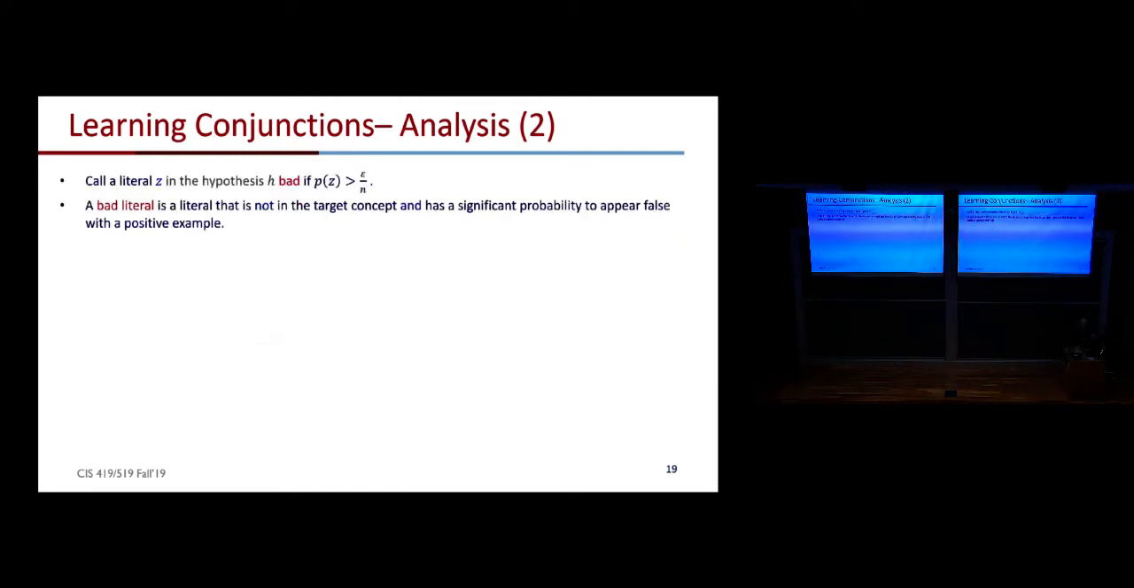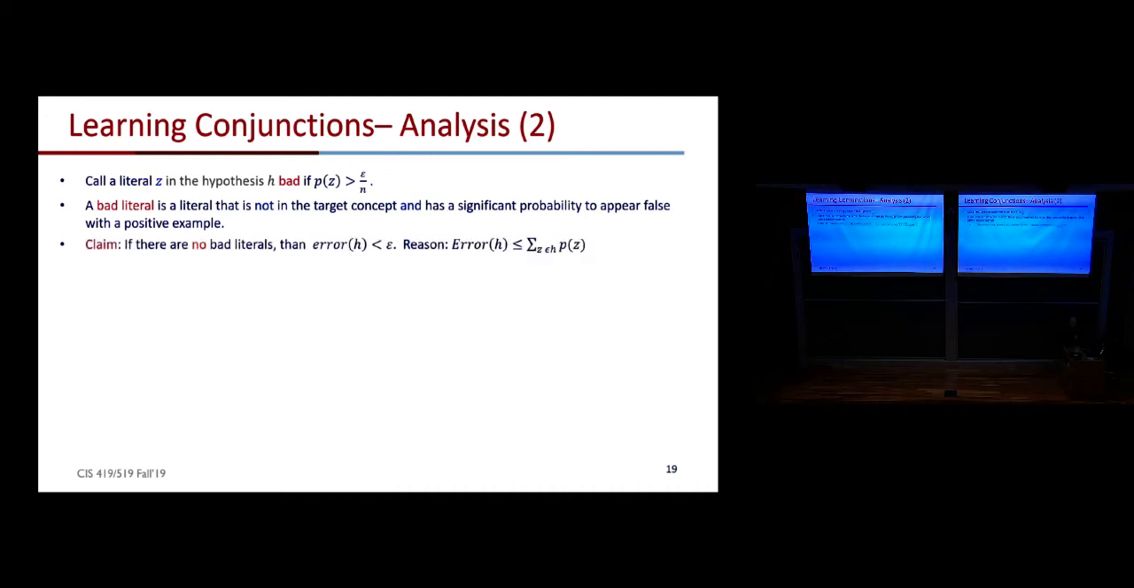So what is a bad literal? It is a literal that is not in the target concept. If it was there, p of z would have been 0. It's not in the target concept and has a significant probability to appear false with a positive example.